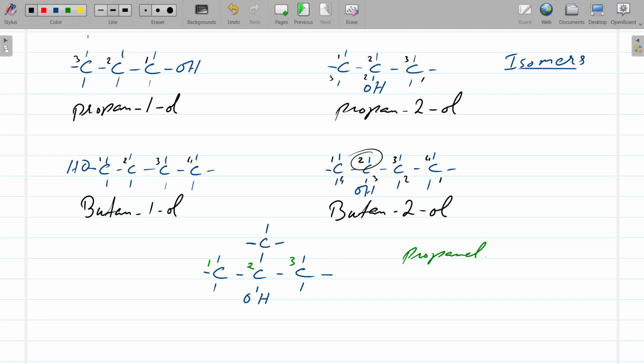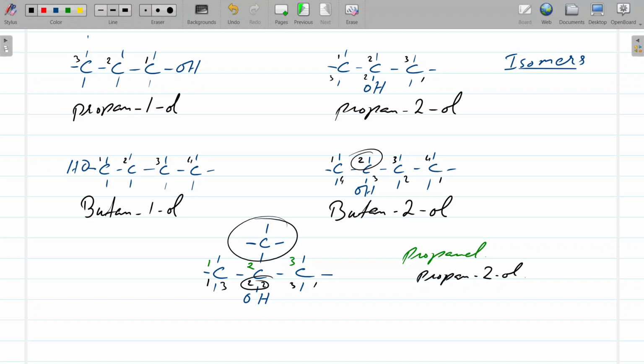For that, this time I counted again, because I'm giving you an easy one. This could be a different molecule. So I counted again: 1, 2, 3. Is it the same going the other way? 1, 2, 3. It is the same, right? So okay, fine. This is propan-2-ol. We're not done.